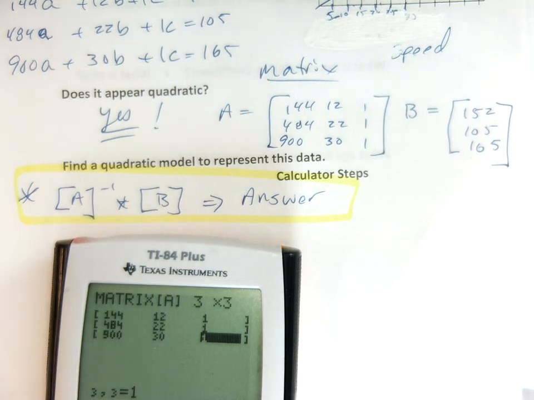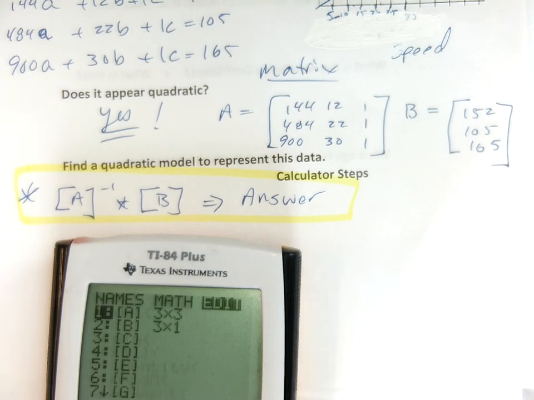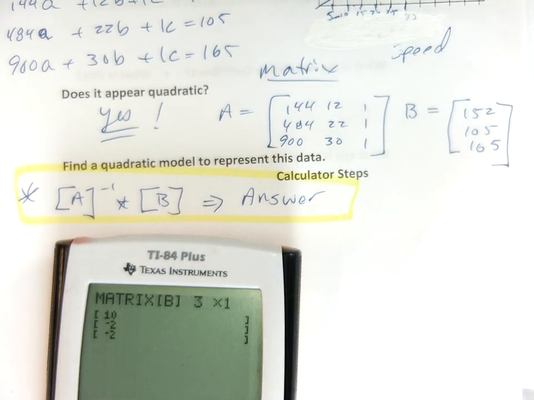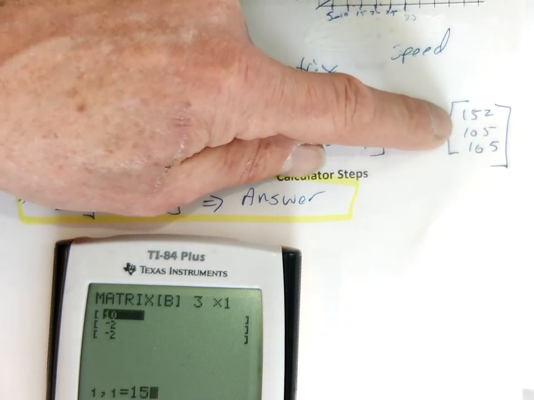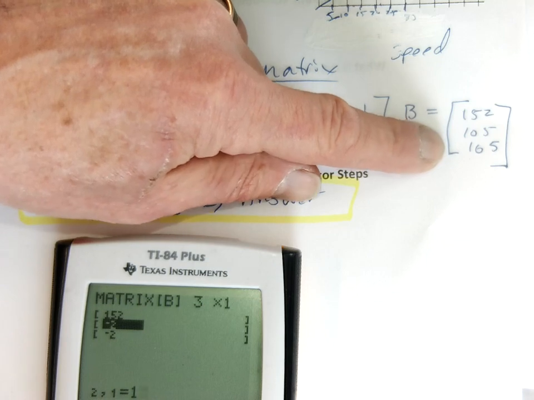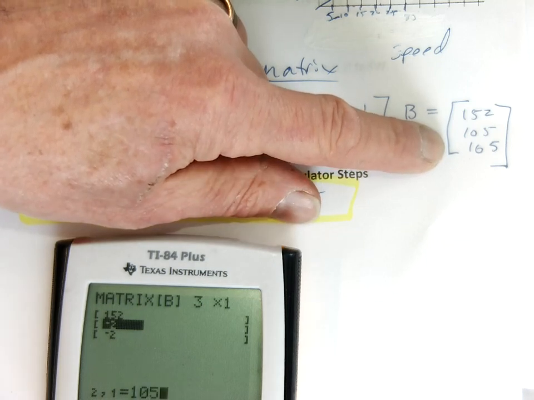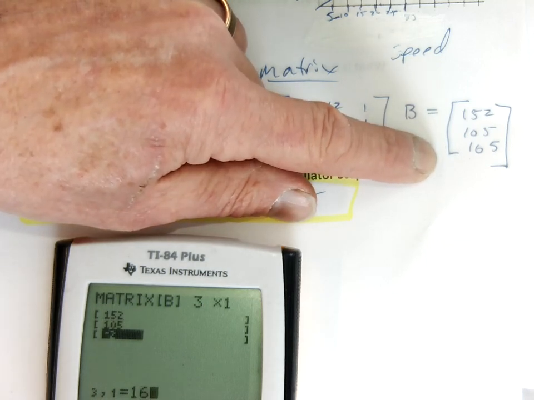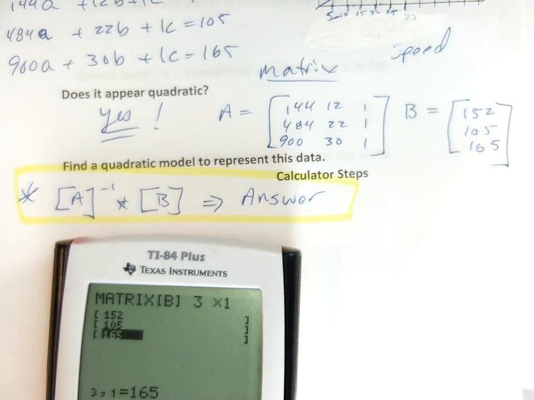Okay, good. So then I'm going to go ahead and create matrix B. So I edit. Everything's about editing. I highlight B. I want to edit B. B is a 3 by 1, and I want to put in the matrix B, which is the 152, 105, and the 165, right? And then I quit because I want to get out and come back in. I like to hit quit, not clear, so I quit.